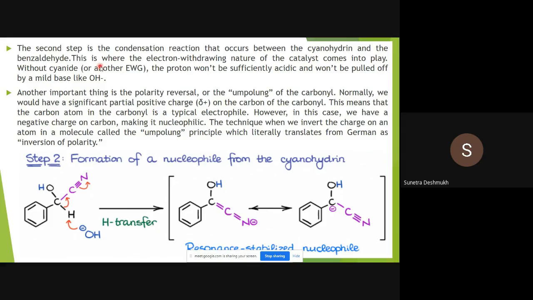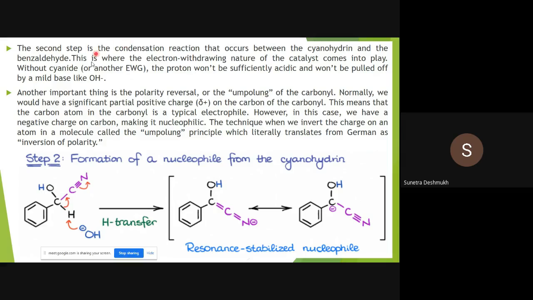The second step is the condensation reaction that occurs between the cyanohydrin and the benzaldehyde. What is the condensation reaction? We'll see now. There is a formation of a nucleophile from the cyanohydrin. We have to generate the nucleophile from the cyanohydrin to act on the second molecule of benzaldehyde. So here we generated the nucleophile.